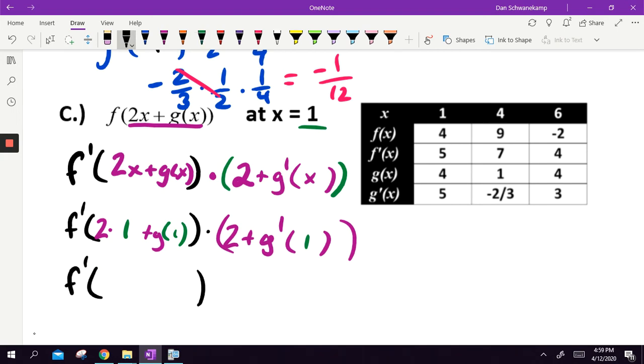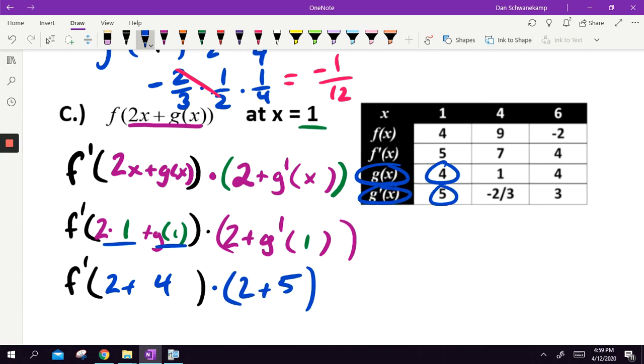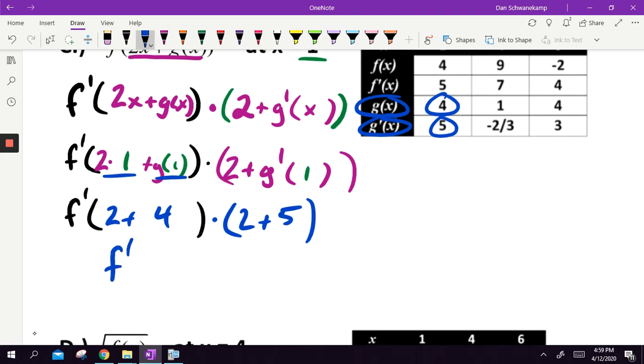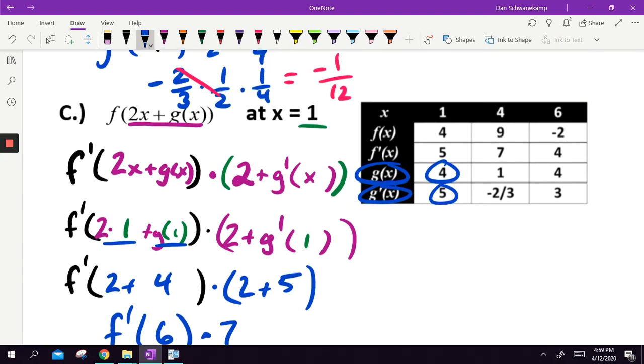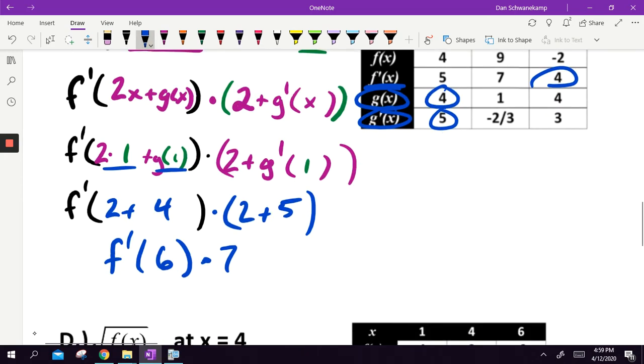So f prime, 2 times 1 is 2. g of 1 is 4 times 2 plus g prime at 1. g prime at 1 is 5. So f prime of 6 is 6 plus, times 7, because I got 2 plus 5. It's always good when it's still on my table, because I know I didn't make a mistake yet. f prime of 6 is 4 times 7. My answer is 28.